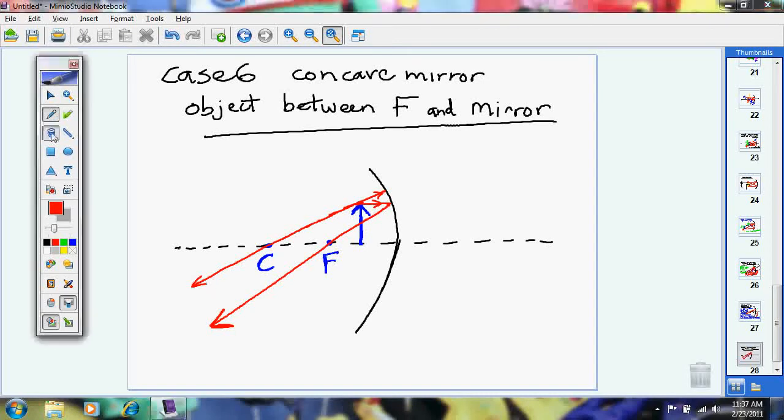And I'm gonna tweak my diagram a little bit because it's not as pronounced as I want it to be.